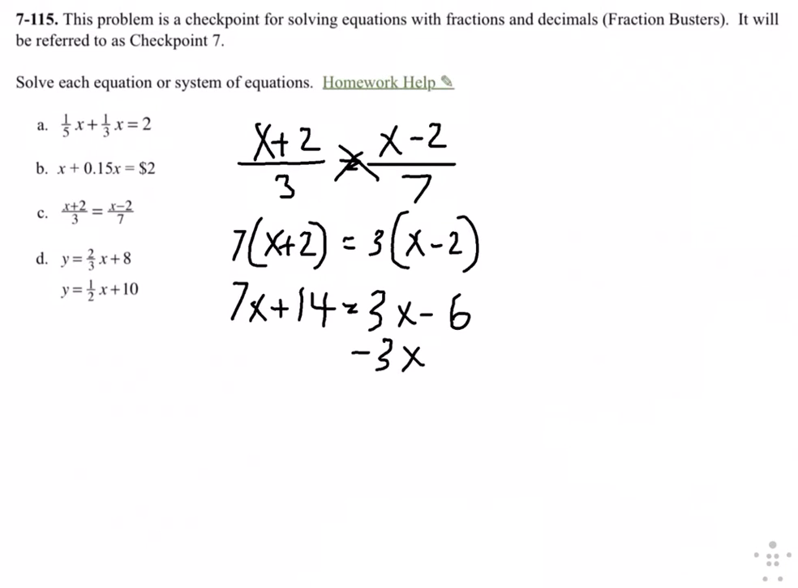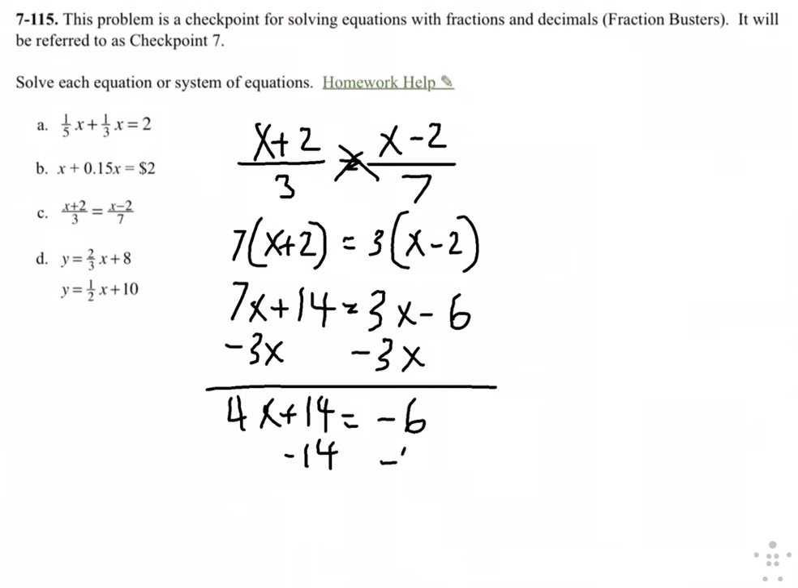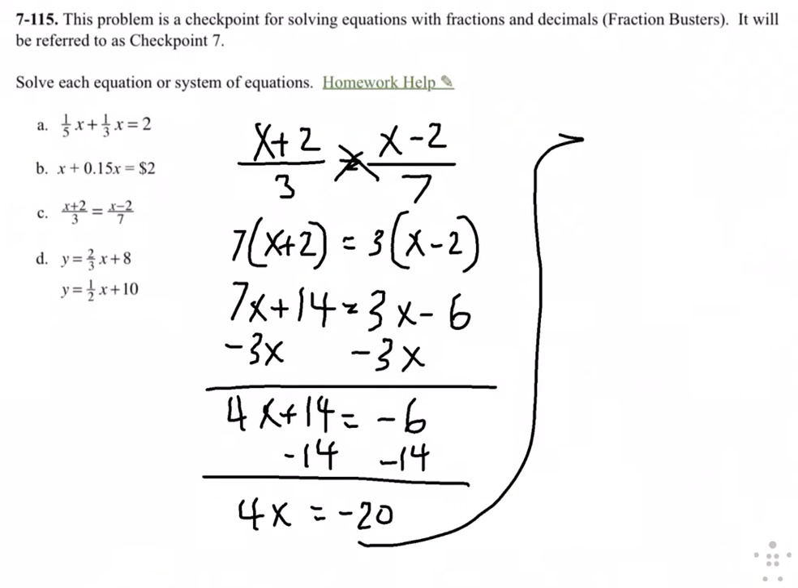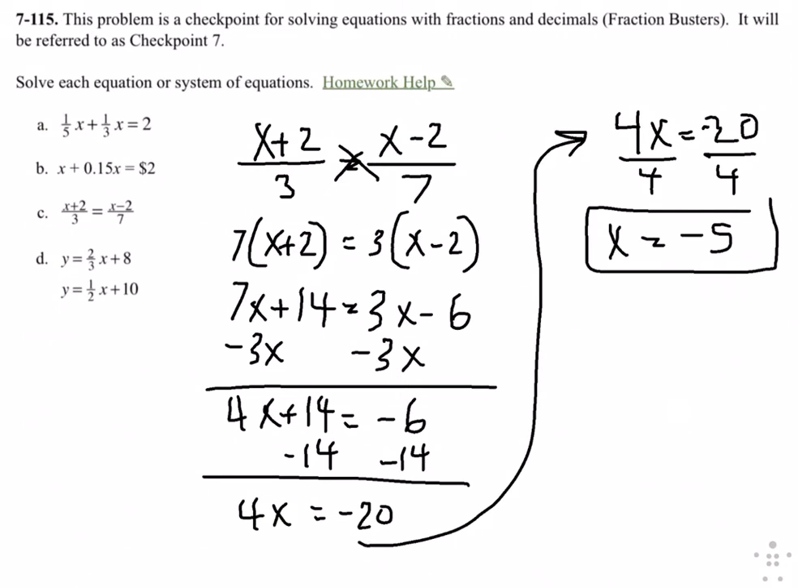I'll subtract 3x from both sides. And I have 4x plus 14 equals negative 6. I'll subtract 14 from both sides. And we have 4x equals negative 20. So let's write it again. Divide both sides by 4. And I get x equals negative 5 for part C.